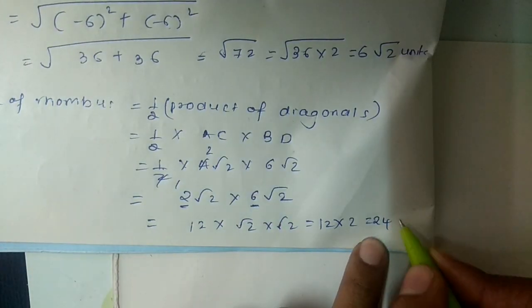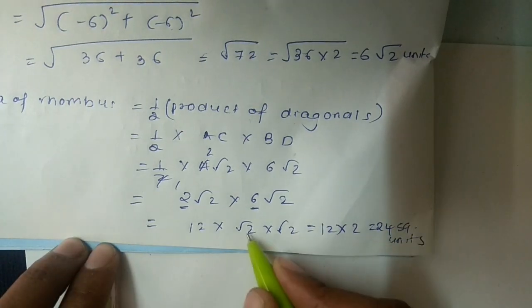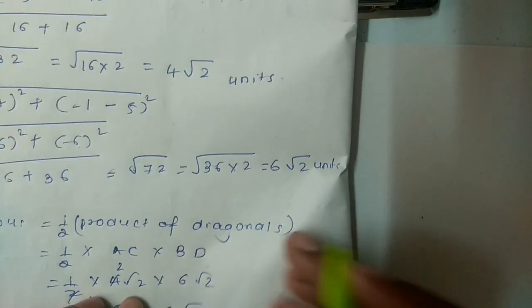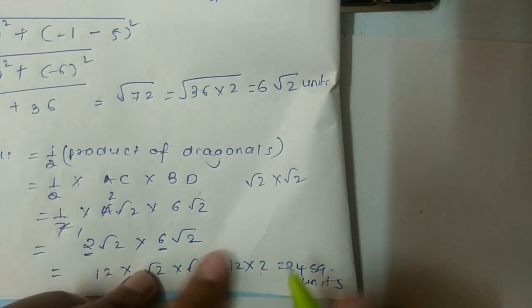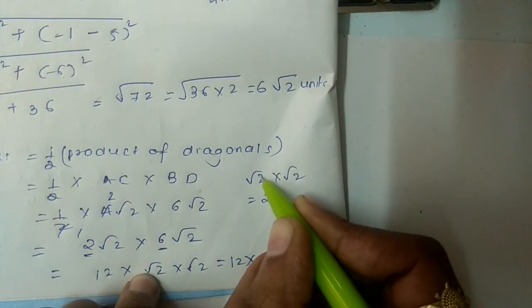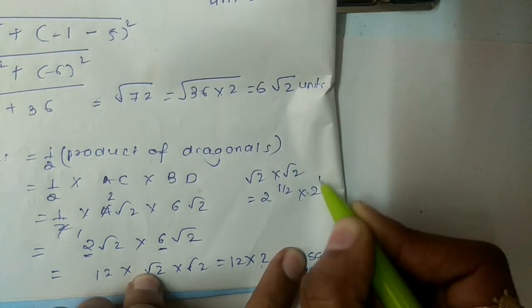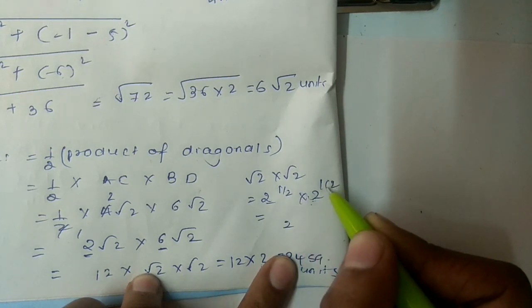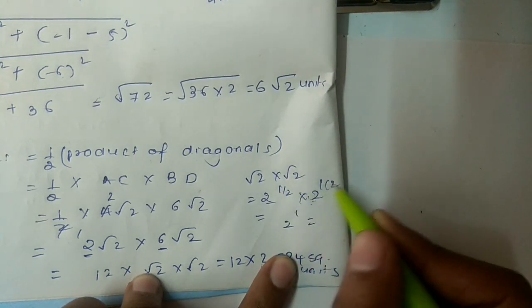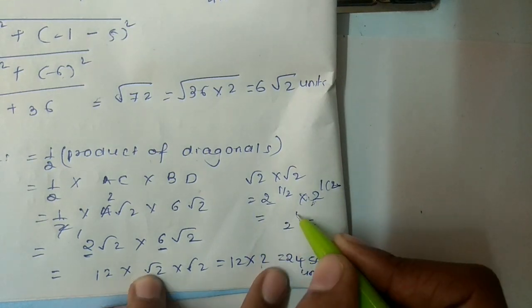So here you can write square units. Remember how this root 2 into root 2 we took as just 2. Why? Because if we write in exponents, root means a power of half, so 2 to the half into 2 to the half. As the bases are the same, we add the powers: half plus half is 1. So 2 to the power 1 means 2.